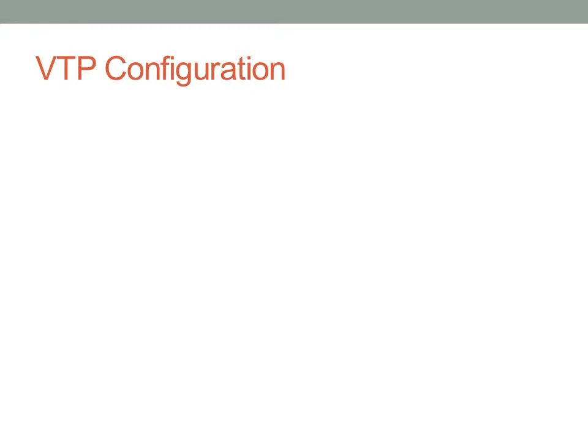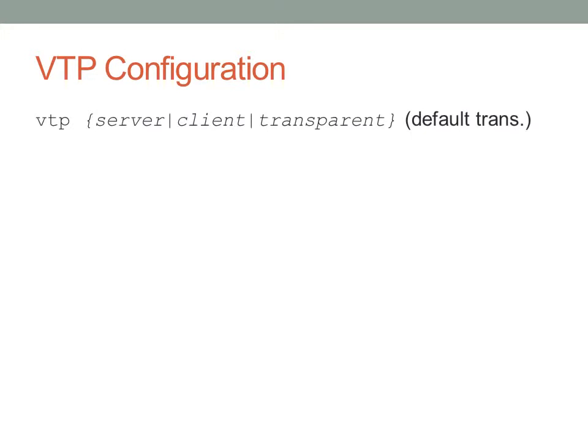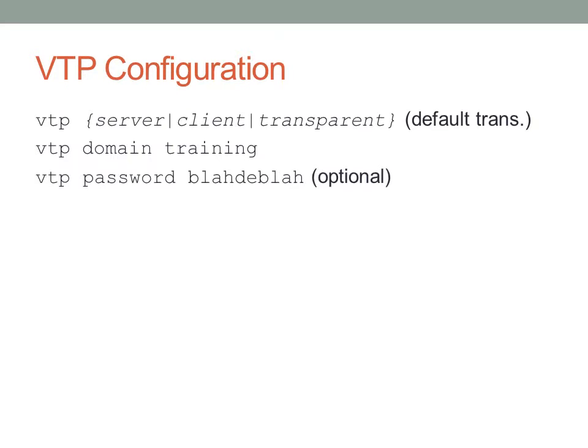So now we can talk about VTP configuration. You can set the VTP mode with the command VTP server, VTP client, or VTP transparent. By default, VTP runs in transparent mode, basically just passing VTP changes through the topology as if the switch is not participating in VTP. You can specify a particular VTP domain, whatever domain your VTP group belongs to, in this case training.